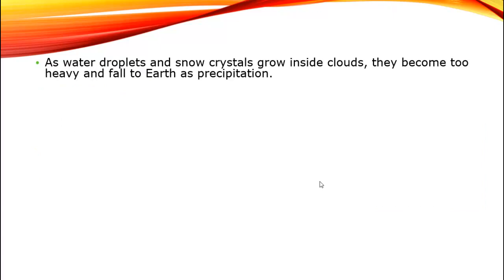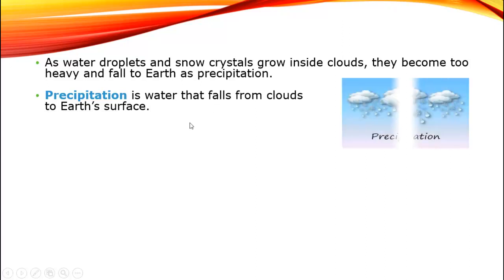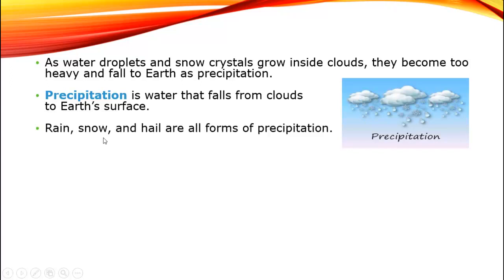As water droplets and snow crystals grow inside the clouds, they become too heavy and fall to Earth as precipitation. The precipitation process is the water that falls from clouds to the Earth's surface. This is our new process. Rain, snow, and hail are all forms of precipitation.